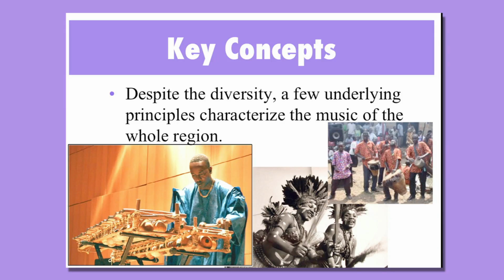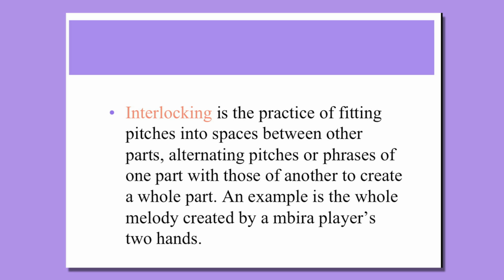All right. So if we're looking at some key concepts here, despite the diversity of Africa that we were just talking about a minute ago, again, it's a huge place, many different cultures, there are a few things about the music that are fairly universal. Interlocking. It's the practice of fitting pitches into space between other parts, alternating pitches or phrases of one part with those of another to create a whole part. An example is the whole melody created by a mbira player's two hands.